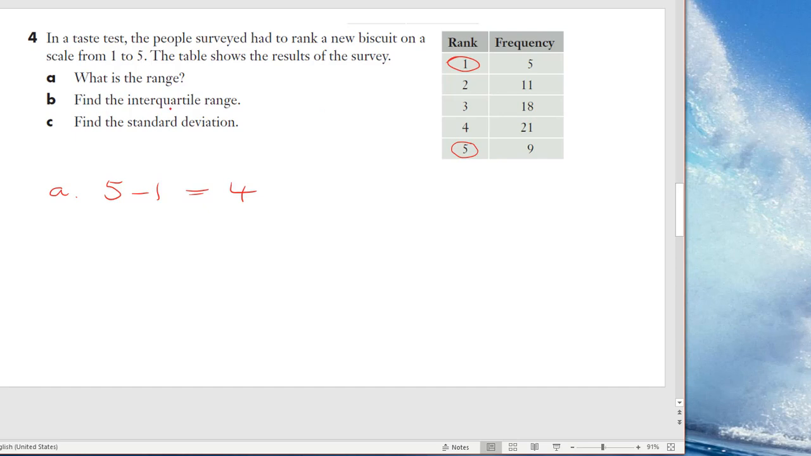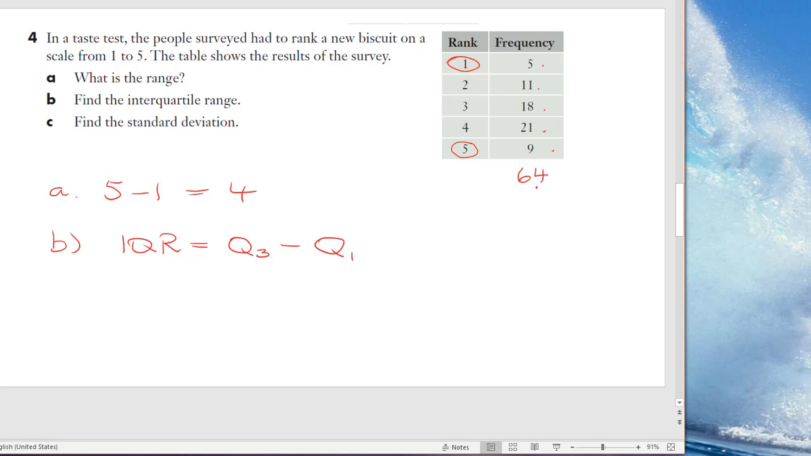The interquartile range. So interquartile range, I'm going to shorten that to IQR, is equal to Q3, the third quartile, minus the first quartile. In order to do that, we need to break our data down into quarters. And with a frequency table, this can be challenging if you've never done it before. First thing we have to do is work out how many people took this survey. 5, 11, 16, 34, 55, 64. I hope I got that right.